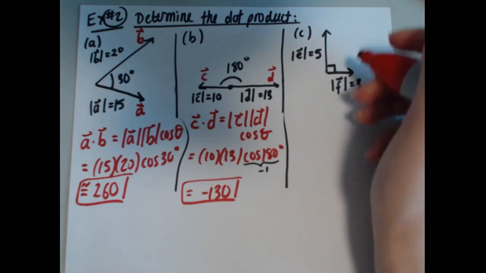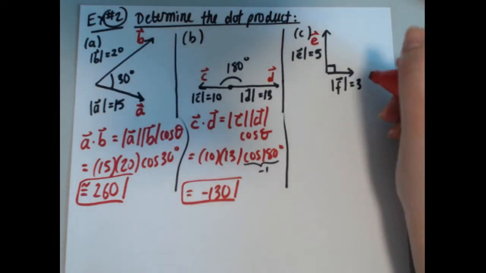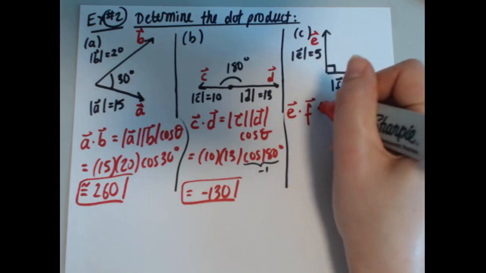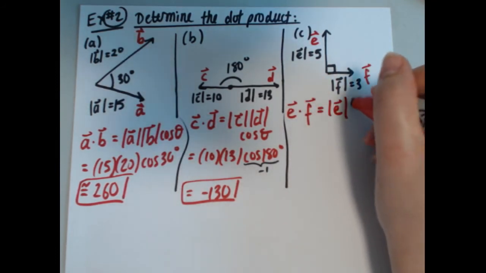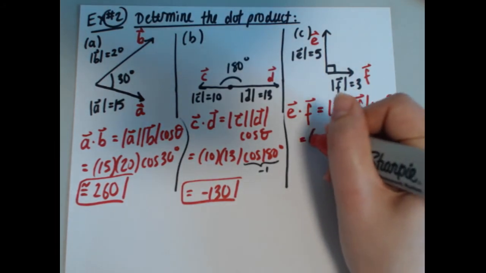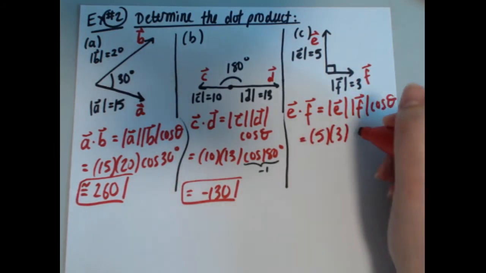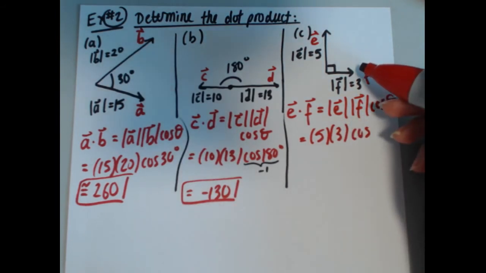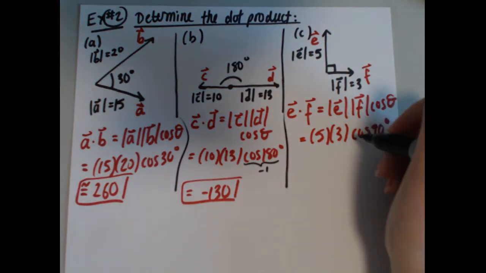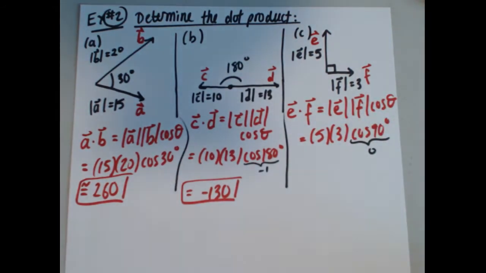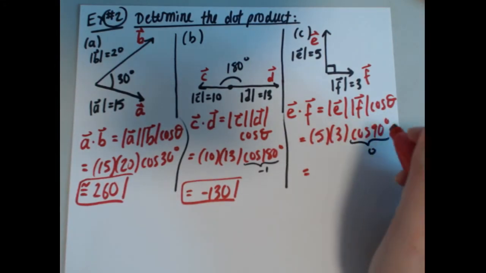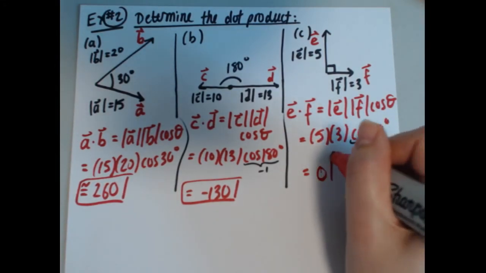Okay, part C, E and F. So I've got vector E here, and I've got vector F down here. So E dot F is equal to the magnitude of E, magnitude of F, times cosine of theta. So 5 times 3 times cosine of, and sure enough, that angle there is 90 degrees. Now, cosine of 90 degrees, that's 0. So it doesn't matter what these first two numbers are. If they are at 90 degrees to each other, the dot product is 0.